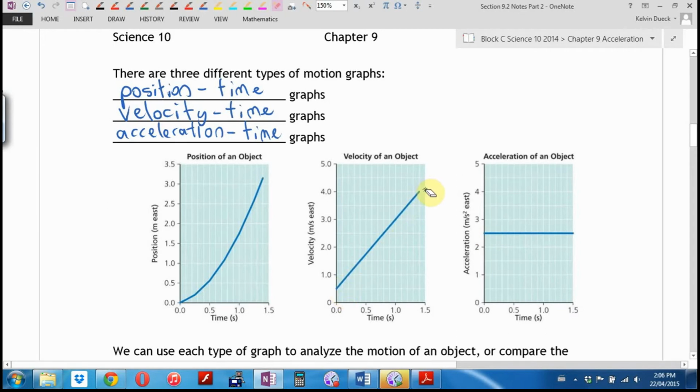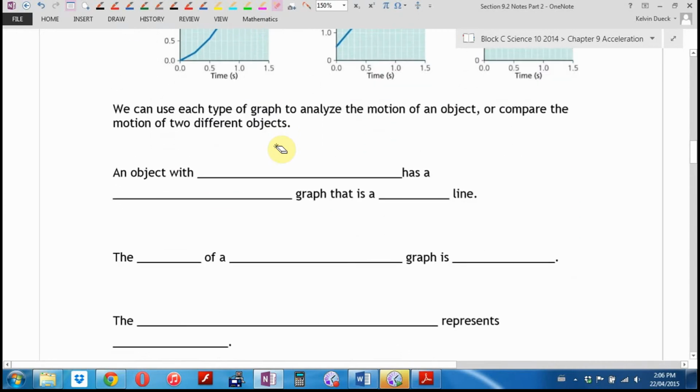If you're accelerating, can you see your speed is increasing? Now, how does that affect a position versus time graph? Instead of a straight line, what do you have? A curve. If you're accelerating, position time graphs will be curvy. How do you find the slope of a curve? That's why Isaac Newton invented calculus. We won't be getting into that, but take calculus and you'll find out. It's really quite cool. So, we can use each type of graph to analyze the motion of an object, or we can compare the motion of two objects.